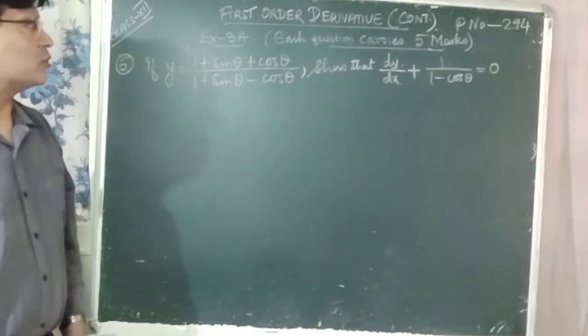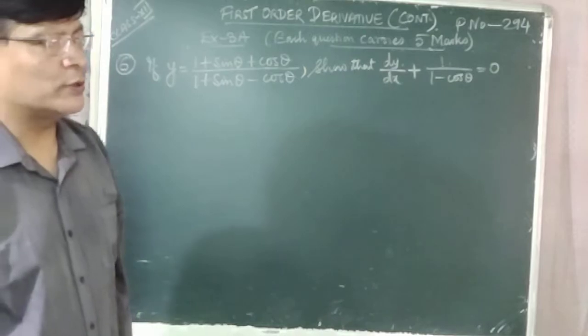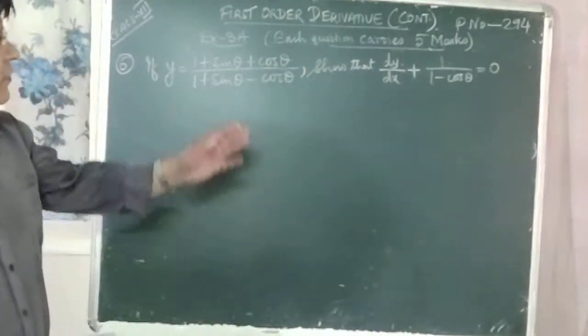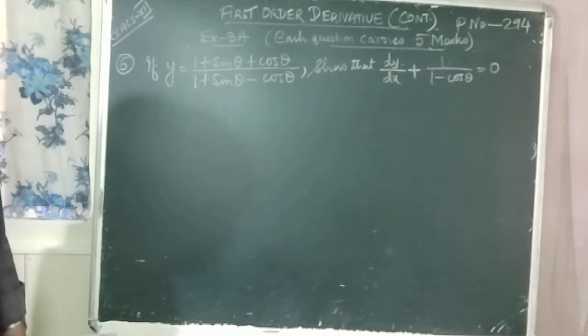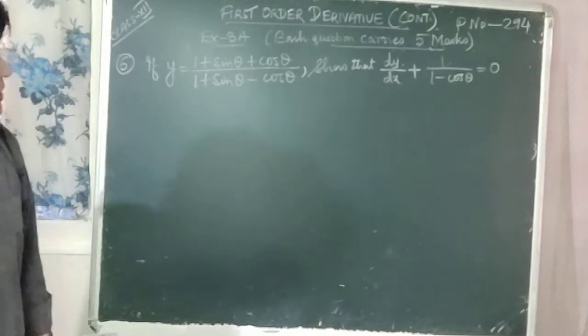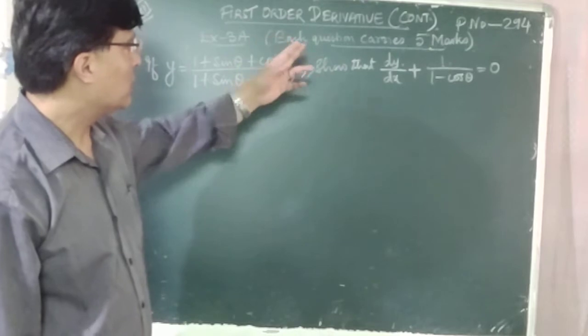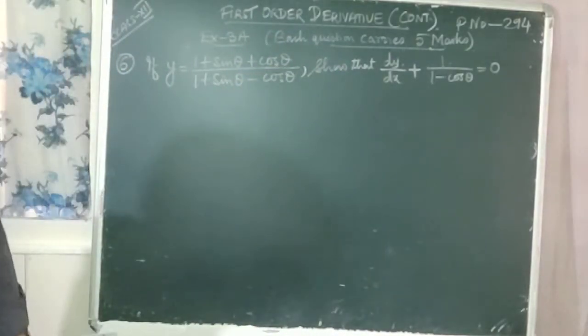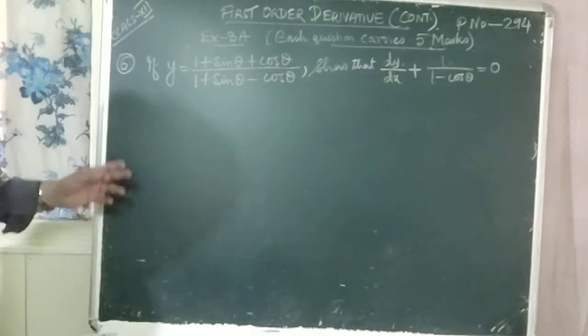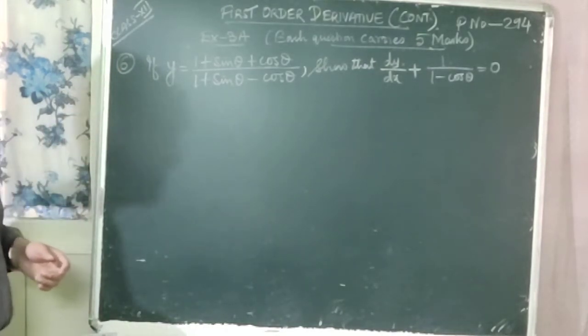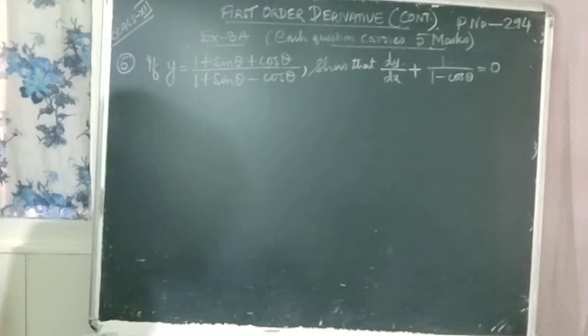The topic is the same topic that we were doing in the last online class, that is the first order derivative. So this is the continuation class. Same exercise 3A, page number 294. Each question carries 5 marks. So in the last online class we did question number 5, right? So let's do question number 6.